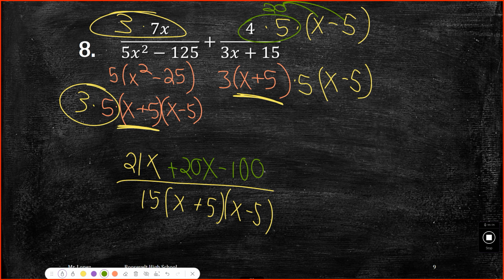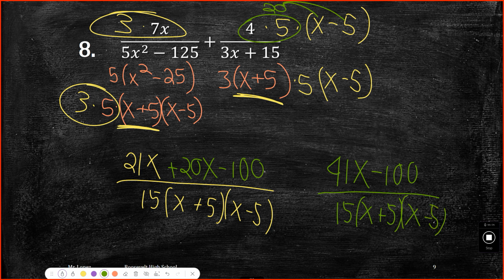Finally, the answer to this is 21x plus 20x. 21x plus 20x. 41x minus 100 over this 15 times x plus 5, x minus 5. And we cannot do anything else here. That is not factorable, and that is the final answer.